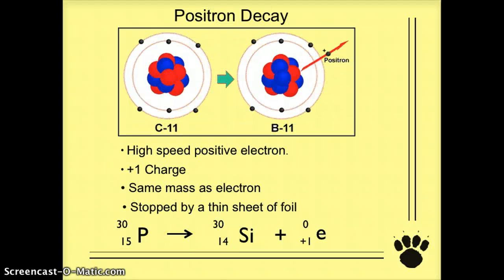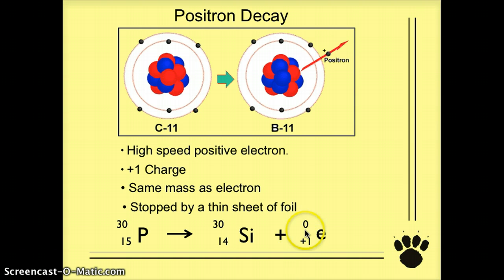A third type of decay is called positron decay. In positron decay, we have a high-speed, positively charged electron, hence the word positron, that is ejected from the nucleus. Positive charge because it's a positron, same mass as an electron, which again gives us 0 out here, stopped also by a thin sheet of foil.